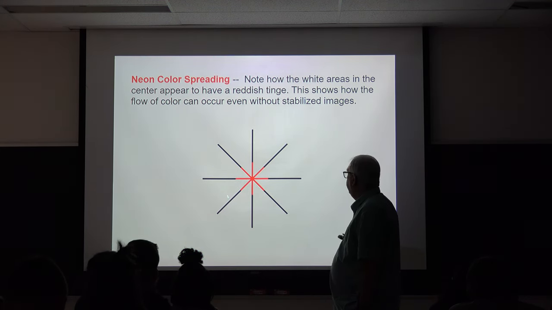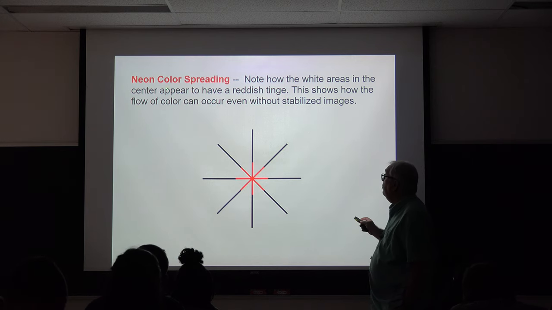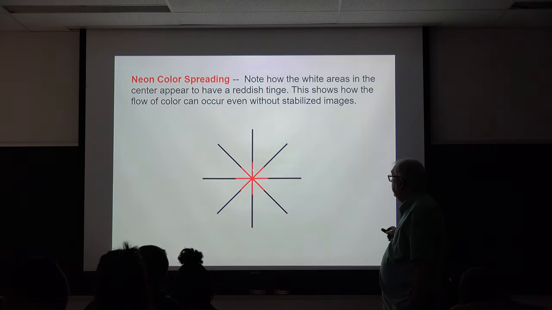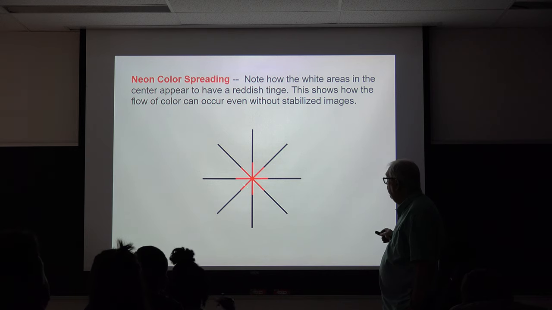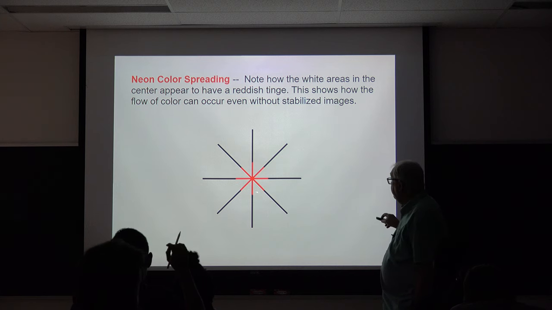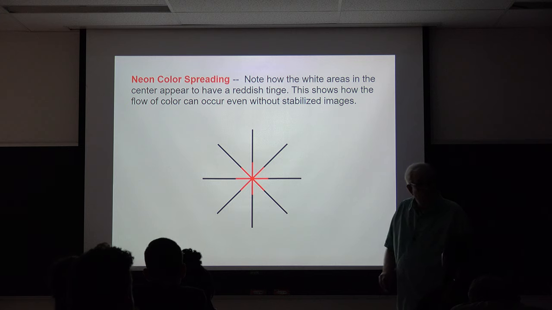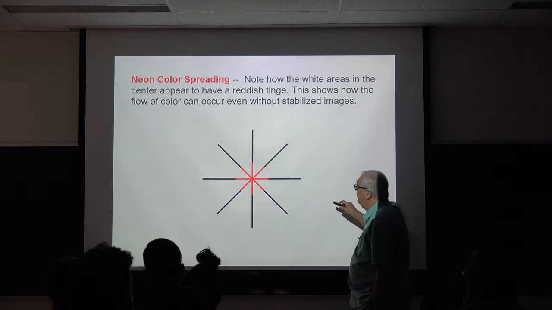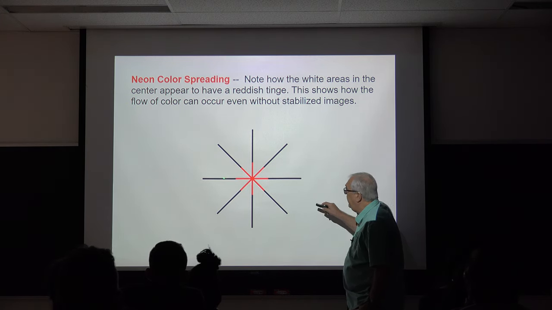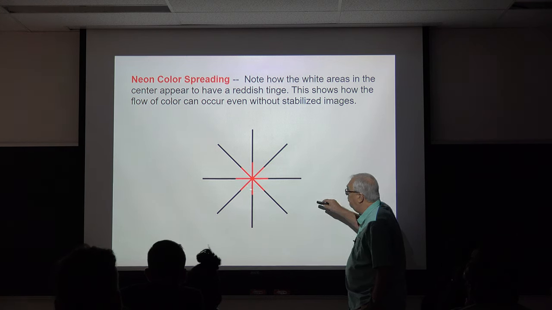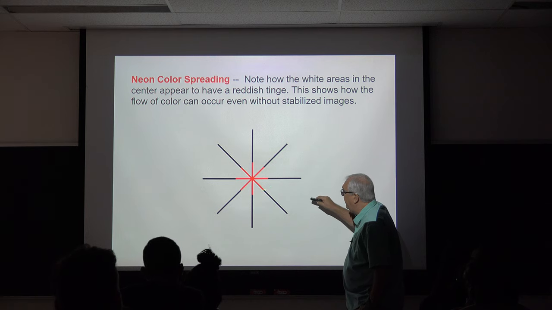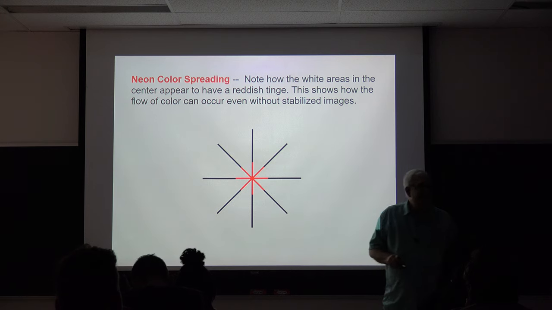Here's another example of this, by the way. This is what's called neon color spreading. And how many of you see a tinge of red in the center here? All right, actually this color and that color are exactly the same. And the reason why you're seeing this is because these terminators are telling you there's a circular occlusion there, and these colors are flowing in to say that these regions are tinted a little bit red.